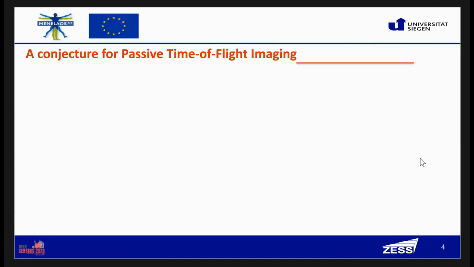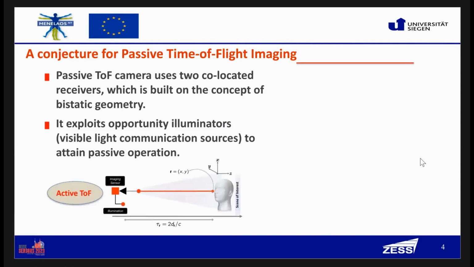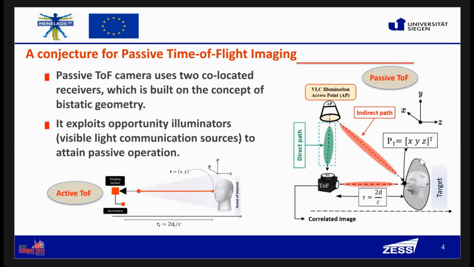So let me give you the concept of passive, because passive basically means two located receivers. We don't need any additional or extra source. That work is a passive approach, exploiting communication sources. You have heard about Li-Fi or optical wireless. So we are exploiting a VLC access point. We have only the receiver-based system, which can give us the 3D geometry of the scene, and from there we are trying to get the depth information.